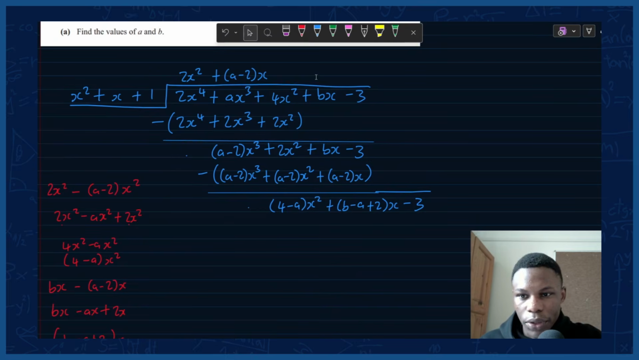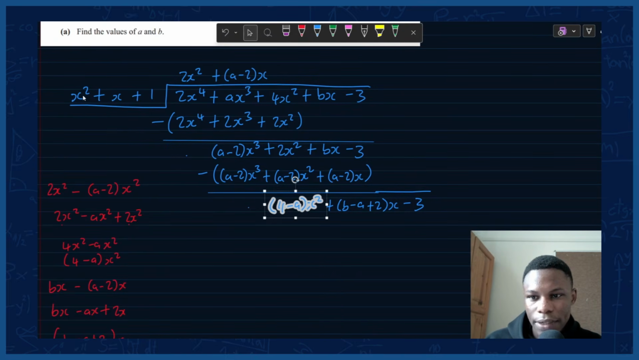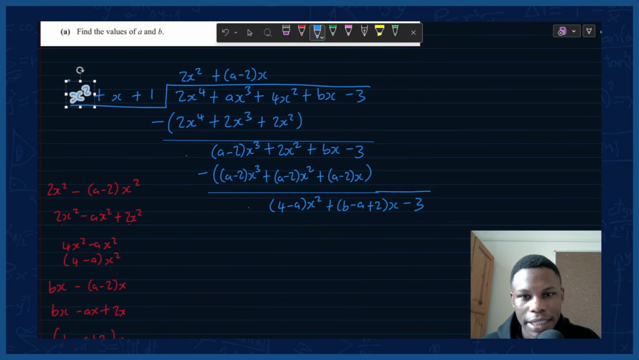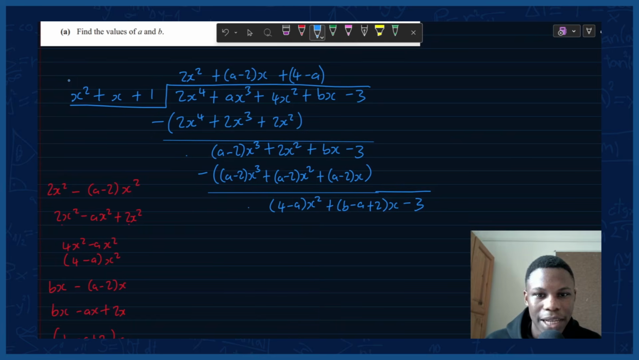Okay, and we go again. It's now 4 minus a x squared divided by x squared, which just gives us 4 minus a. Multiply 4 minus a times x squared, so that's 4 minus a x squared, then 4 minus a times x, so 4 minus a x, then 4 minus a times 1, so plus 4 minus a.